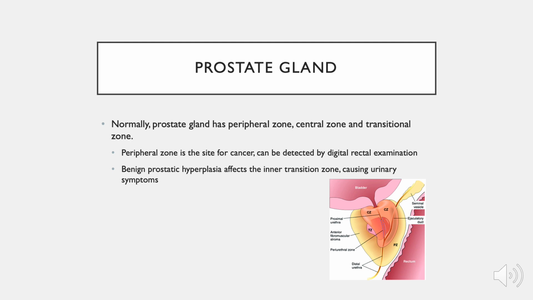At the clinical level, this means that benign prostatic hyperplasia is more likely to present with urethral obstruction and urinary symptoms because it's directly related to the urethra, while the peripheral zone, which is affected by cancer, is less likely to present with these symptoms. On the other hand, since the cancer affects the peripheral zone, it's more likely to be detected by digital rectal examination.